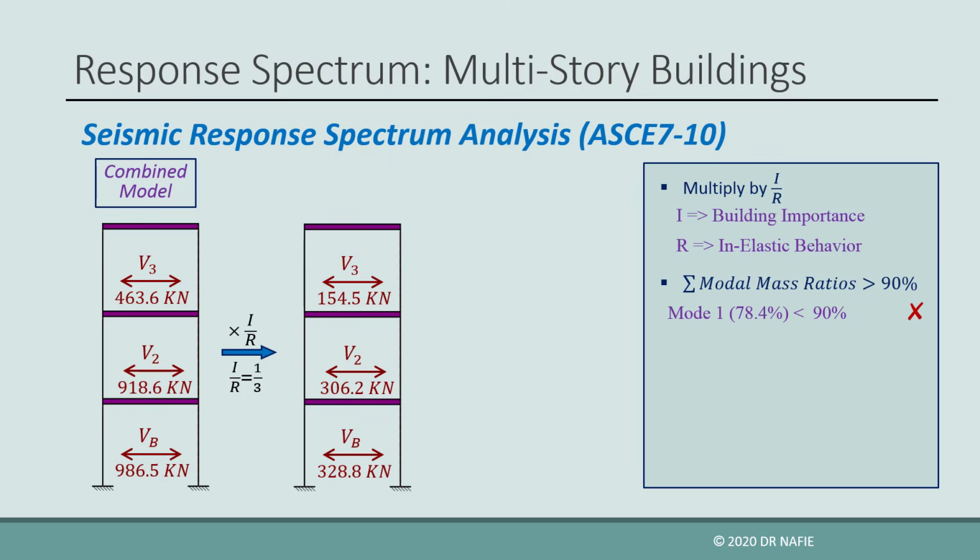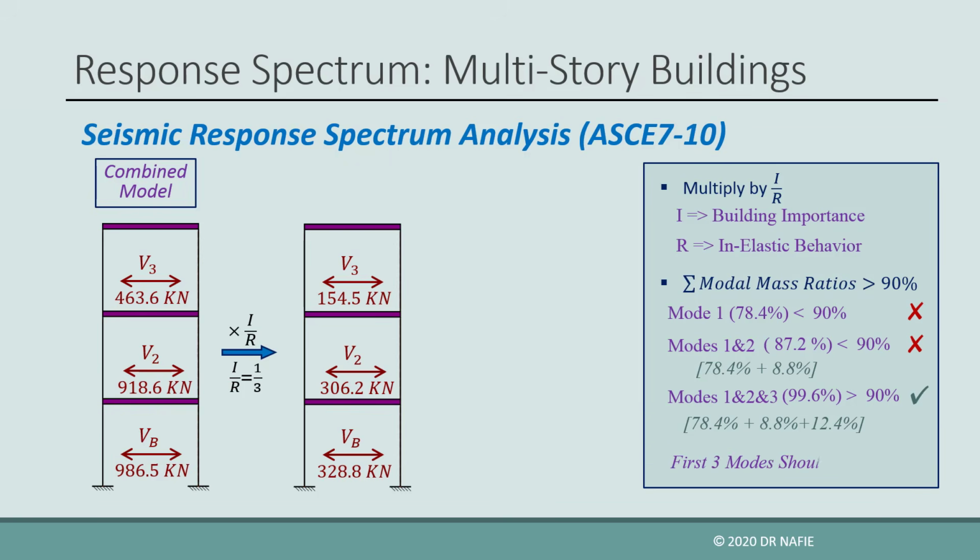The sum of modal mass ratios for modes 1 and 2 is 87.2%, which is still less than 90%. Therefore, according to the code, more modes should be considered. The sum of modal mass ratios for modes 1, 2, and 3 is 99.6%, which is higher than 90% and fulfills the requirement of the code. Therefore, according to the code, modes 1, 2, and 3 should be included in the analysis.